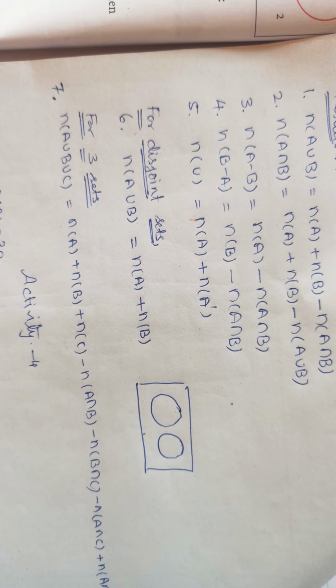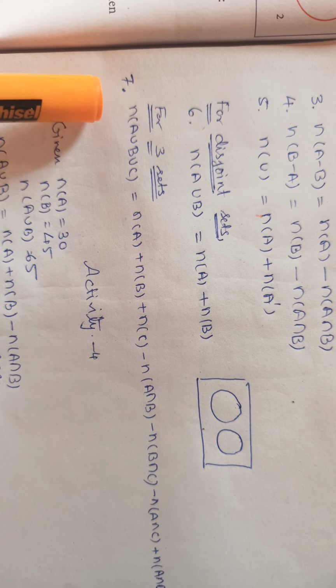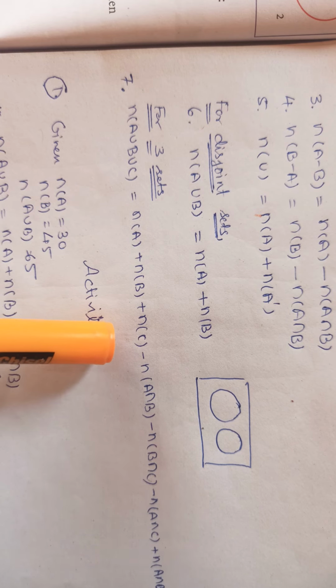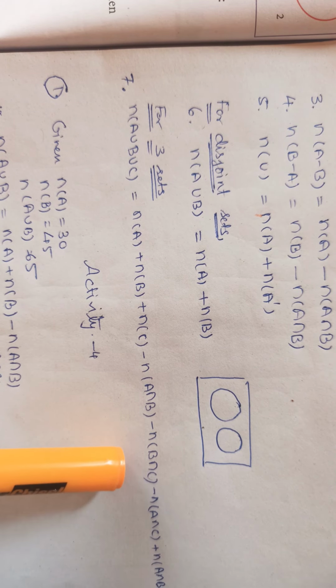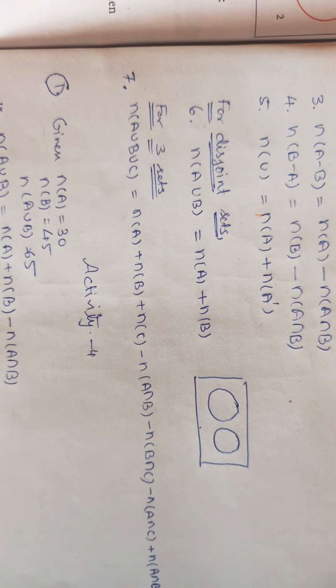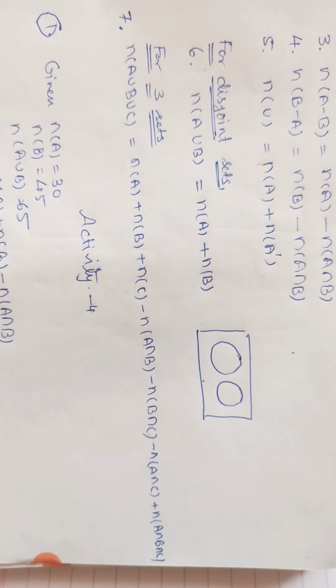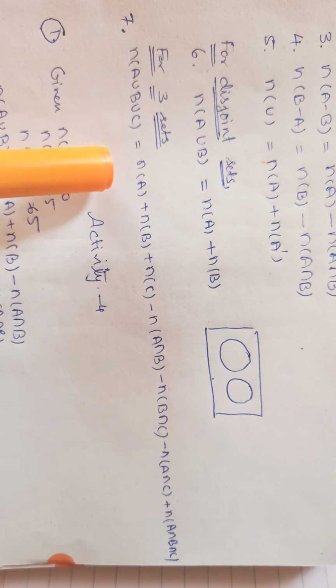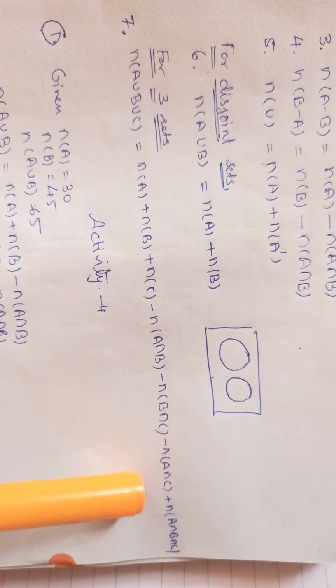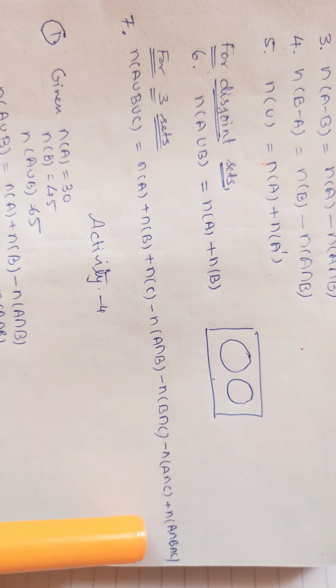Now for three sets, n(A ∪ B ∪ C) = n(A) + n(B) + n(C) − n(A ∩ B) − n(B ∩ C) − n(A ∩ C) + n(A ∩ B ∩ C). As you can see, for the single sets it is a positive sign, for the double sets it is negative, then alternately for the triple set it is positive. The higher version of this we will read later, not this year.